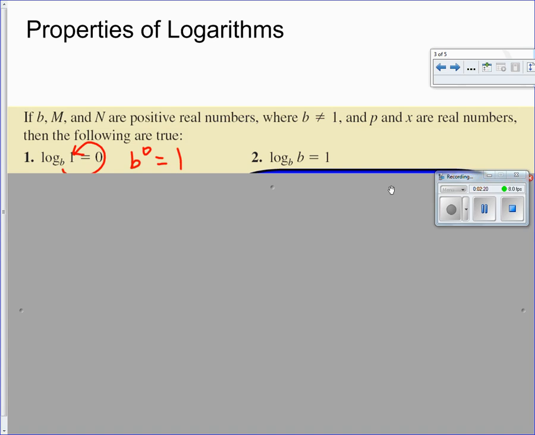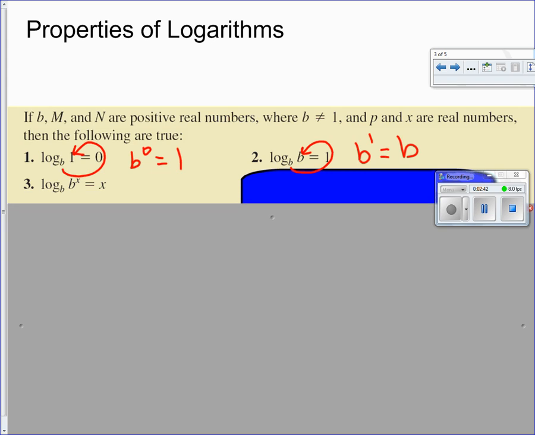Second property. If you have log base b of b, it will always equal 1. So if your base and your number match, it equals 1. Why is that true? Well, let's do the LOGARWRL. We're going to start at this base b, swirl around to the 1 and come back. So that says b to the first power. What's anything to the first power? Itself, b. That's why that points right back to b.